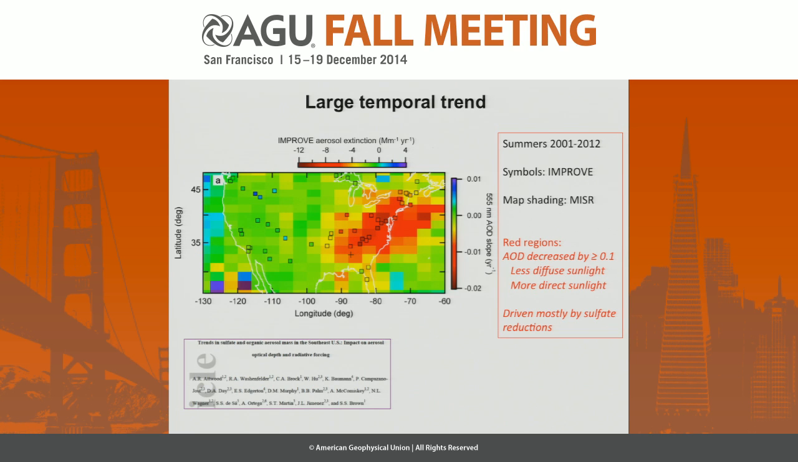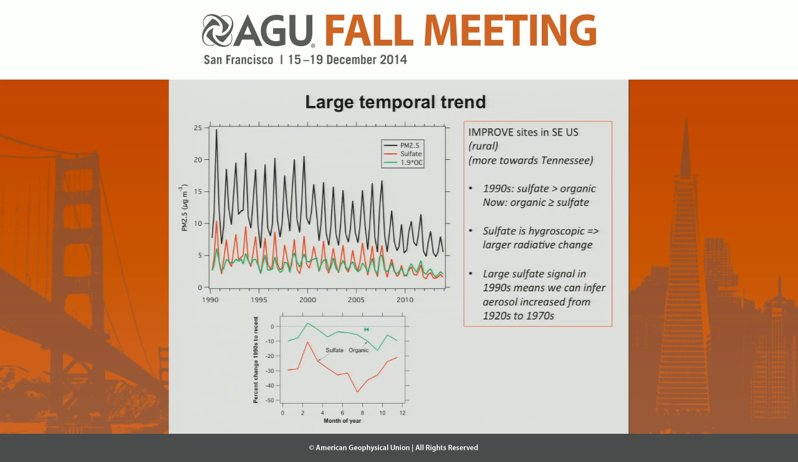The networks agree that there's a trend in the eastern United States, very little trend in the western United States, and it's very large. If you take this over a 10-year period, the aerosol optical depth decreased by over 0.1 in the eastern United States, and that means roughly 10% of all sunlight was taken from the diffuse column and put in the direct column in the last decade. It's a huge change in the southeastern United States in the character of the sunlight, and this is driven mostly by reductions in sulfate, as I'll show.